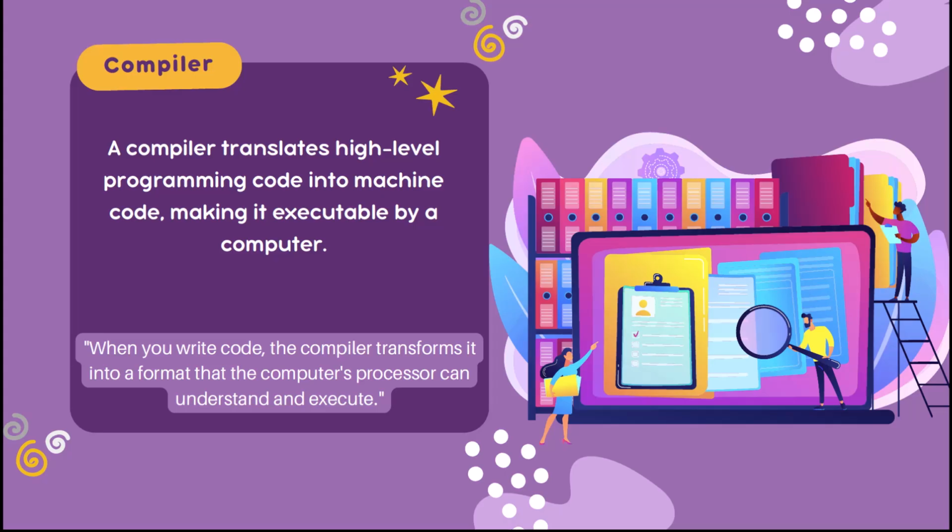Compiler. A compiler translates high-level programming code into machine code, making it executable by a computer. Example. When you write code, the compiler transforms it into a format that the computer's processor can understand and execute.